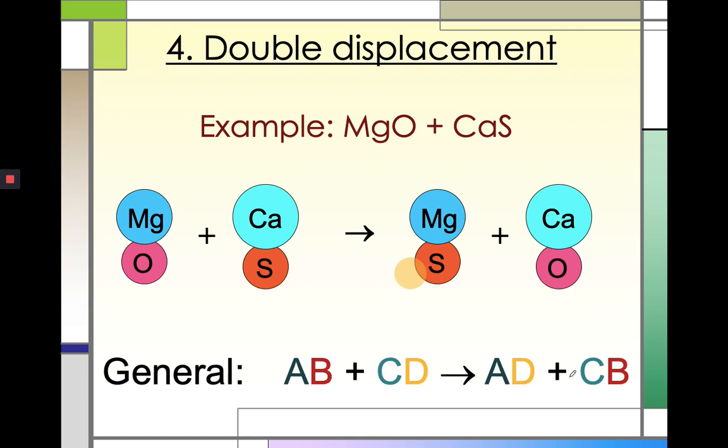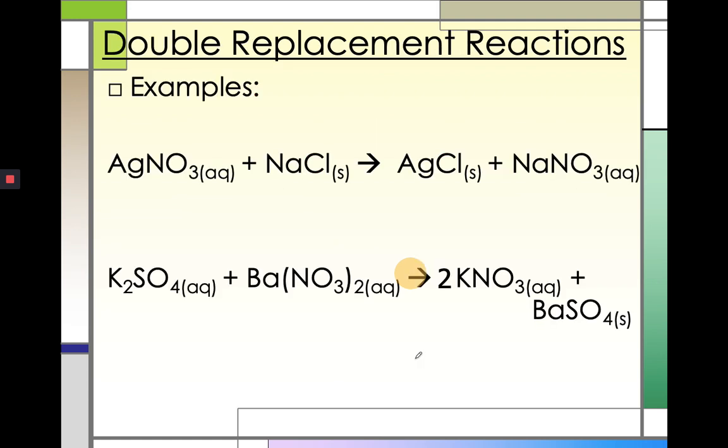And then this will become your general formula. So AB plus CD will give you AD plus CB. Take note that A and C are your metals and B and D are your non-metals. So practically it's just an exchange of partners. And here are a few examples.